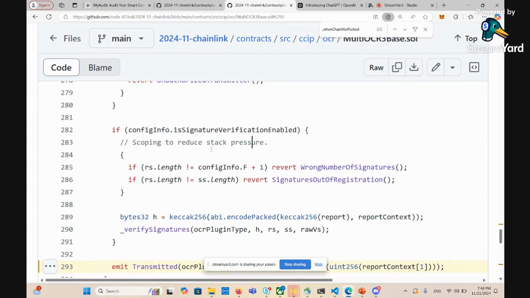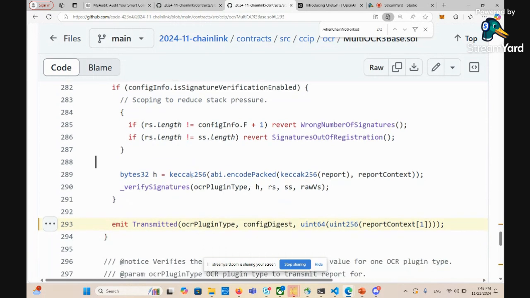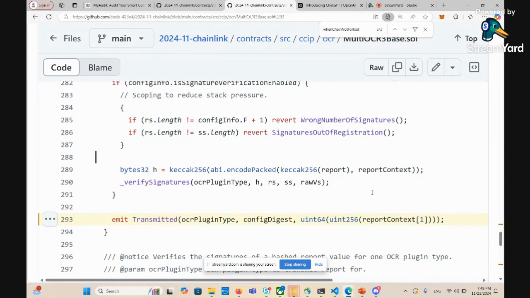If they do require verification, then they are going to make sure the number of signatures is exactly equal to f+1, and then of course R and S have to be matching, and then they are going to calculate the hash. Pay attention that they are going to hash both the report and the report context. So that means there's nothing we can change in the report. We cannot change the report context because both of them are signed over here. So we cannot modify it. Of course, you can replay it, but not modify it. So you can only look at a replay attack over here.